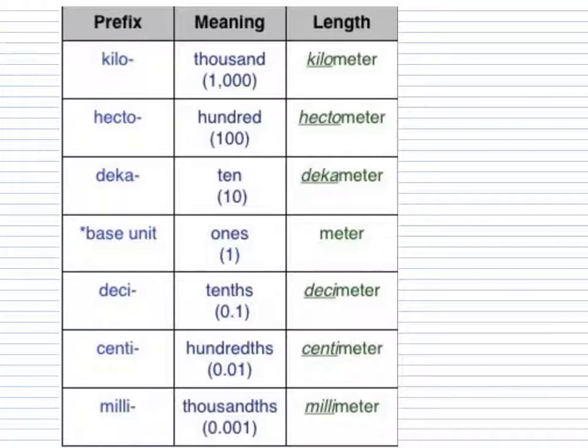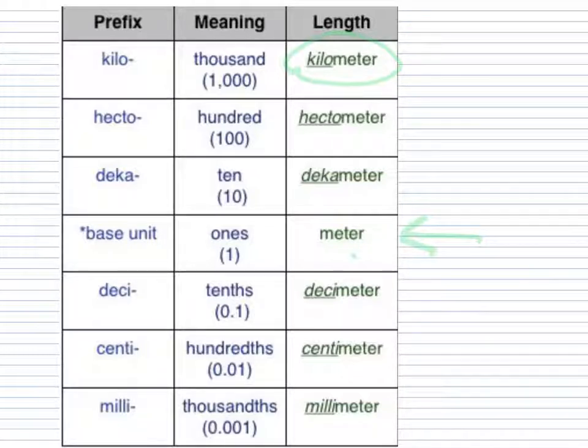Okay, so here's a chart that is telling you what was in the other video with Bill Nye the Science Guy, that this is your base unit, meters, right? And everything has meter on the end. But if I wanted 1,000 meters, that's a kilometer, right? Kilo means 1,000. We're probably not going to be working with hecto and deca as much, but decimeter and centimeter.